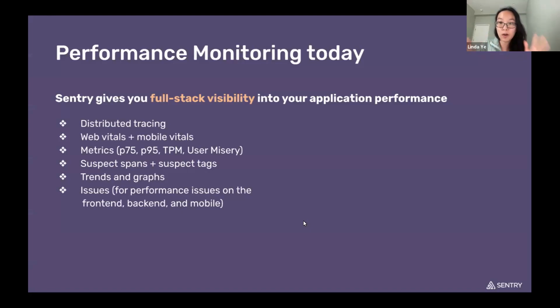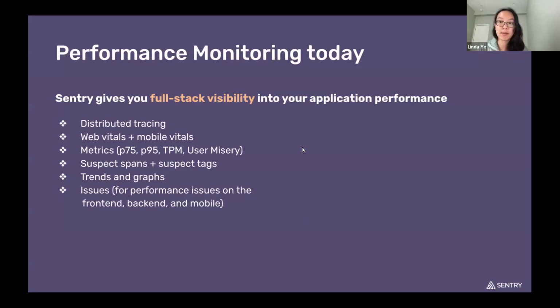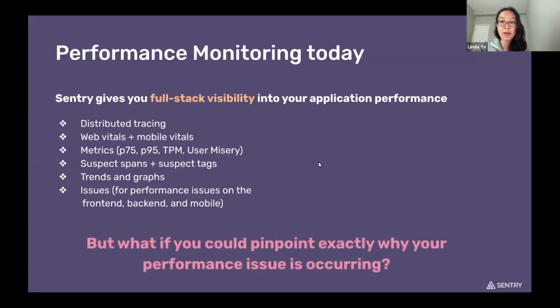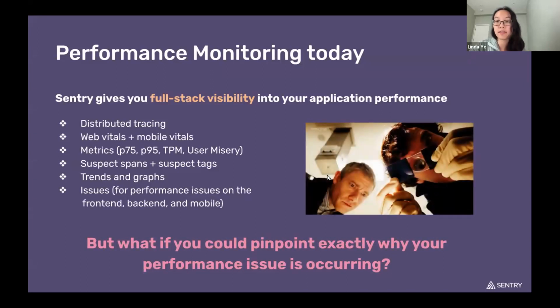So you know what's slow, but getting to the source of your bottleneck might be a little bit more tricky. You could have missed adding some instrumentation to something in the critical path, or you might be testing in an environment that's different to ones a user is experiencing. So wouldn't it be nice if you could pinpoint and take a magnifying glass to your code and see exactly why the performance issue might be occurring?